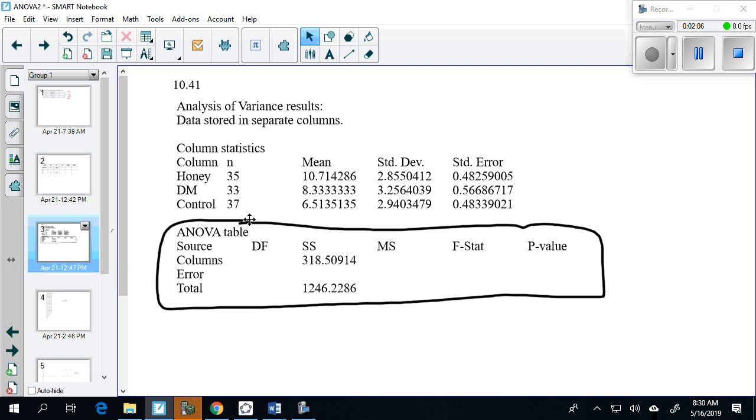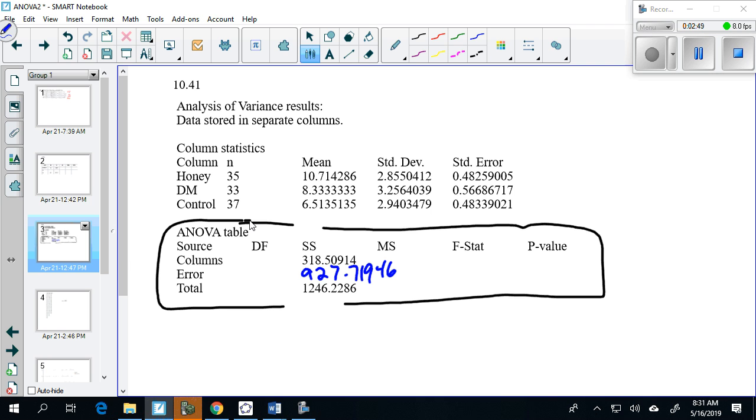So how do we find the other sums of squares here? In this case, how do we find sums of squares for error? You've got to understand the relationship between these three numbers. This one plus this one has to equal this one. So to find the missing one, we're just going to subtract. 1246.2286 minus 318.50914 is 927.71946. So there's sums of squares for error.